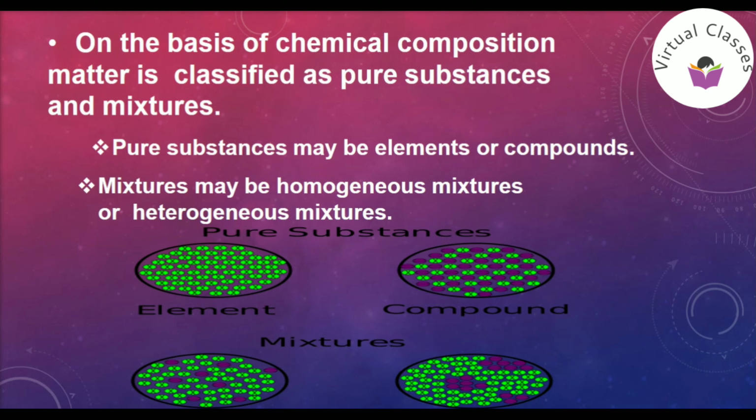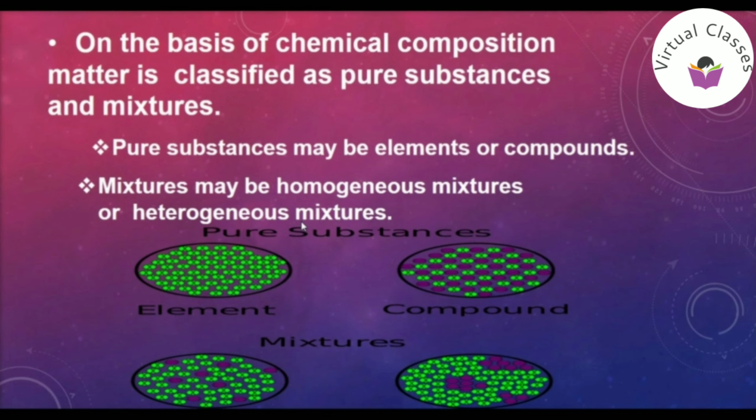Composition means the particles that they are made up of. On the basis of the type of particles, they can be grouped as mixtures or pure substances. Under pure substances, we have further two types: elements or compounds. Mixtures may be homogeneous mixtures or heterogeneous mixtures.